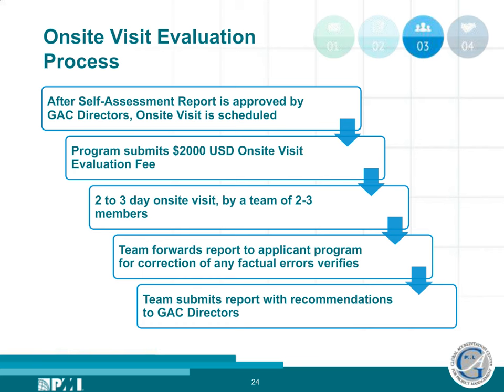Please note that at each step of the process, the GAC is concerned that the process be collegial and that this is truly a peer-to-peer review process. The final on-site visit report is presented to the applicant program for verification. Then the on-site visit report and recommendation is forwarded to the GAC board for review and decision. For more information on the process, please read Appendix D, Guidelines for the On-Site Visit Process, in the GAC Accreditation Handbook 4.0.